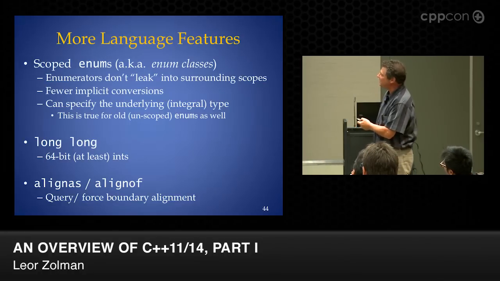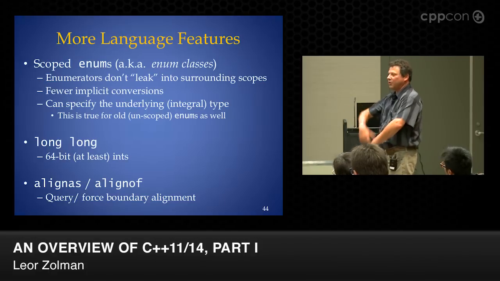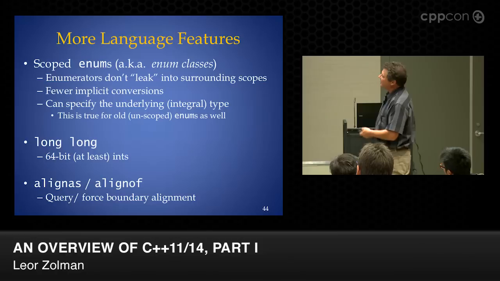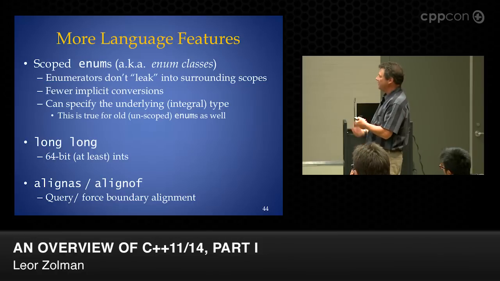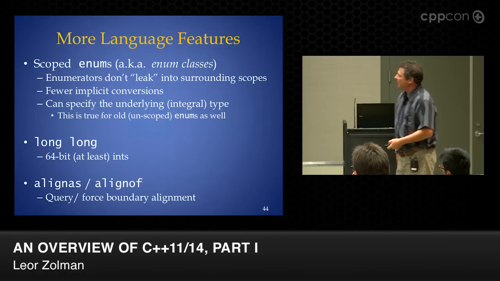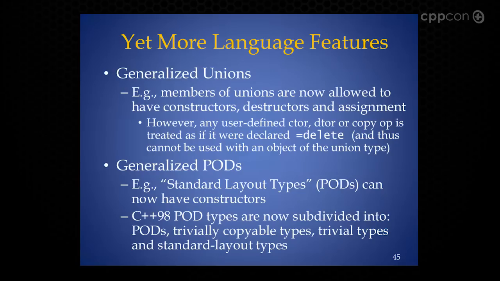Scoped enums, or enum classes, have a bunch of benefits over the old enums. Their enumerators don't leak into the surrounding scope. And you can specify the underlying integral type if the default, which is not something you could ever control, is not appropriate. So that's scoped enums. Long long is a new type that's official. You can control and query boundary alignment for various types. And Pablo gave an example of that in his talk this morning, if anybody attended that.